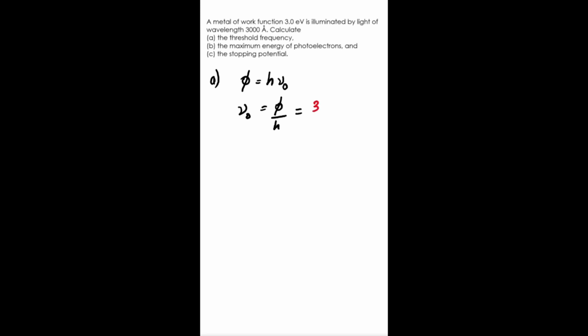So let's convert this 3 electron volt into joules by multiplying with 1.6 into 10 raised to minus 19 and dividing it with Planck's constant, which is 6.626 into 10 raised to minus 34. And when you divide it, we get the threshold frequency as 0.72 into 10 to the power 15 hertz. Now let's calculate the second part, which says the maximum energy of the photoelectrons.